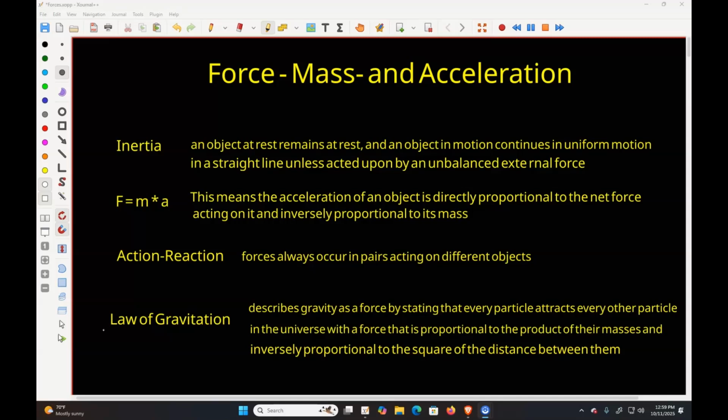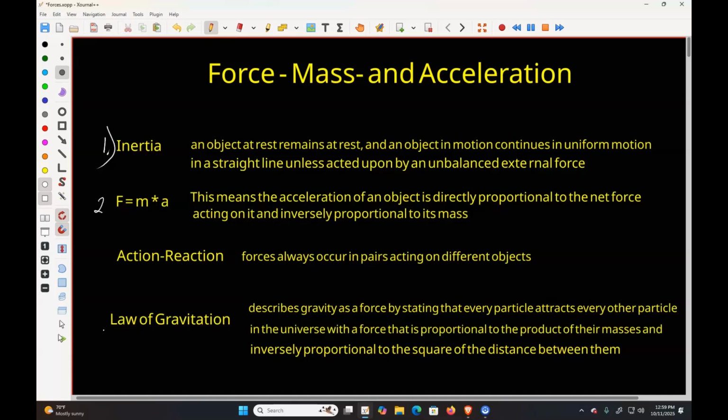So let's start by describing Newton's three laws. The first law deals with inertia. An object at rest tends to stay at rest, while an object in motion continues in motion along a straight line unless otherwise acted upon by an outside force. So if you were in outer space where there's very little force, and you were to throw a baseball, it would travel in a straight line forever until some other force reacts with it.